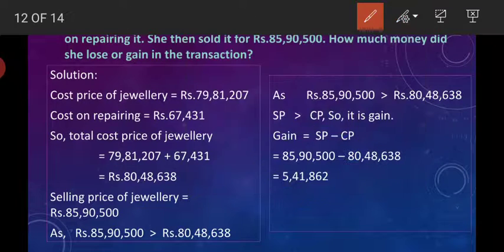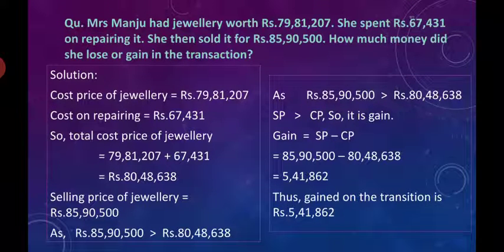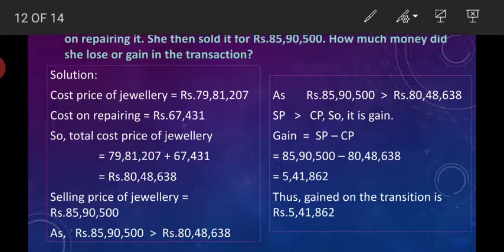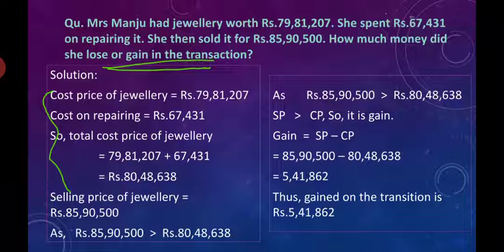I think you all know how to subtract. Thus the gain on the whole transaction is this much, that is 5,41,862. In this way you have to solve the word problem. First you have to write what you have given. This is the given part. After that move to the question part, what you have asked. Okay, in this way you have to solve any word problem.